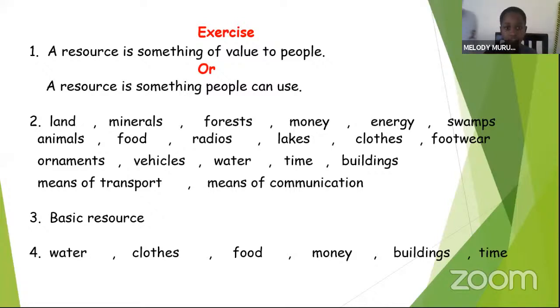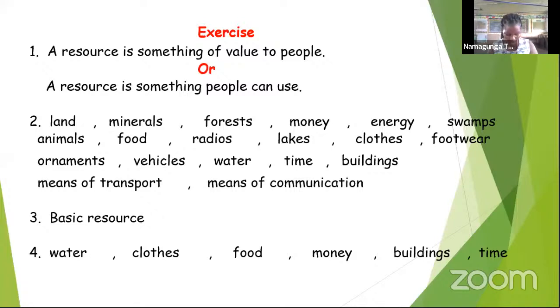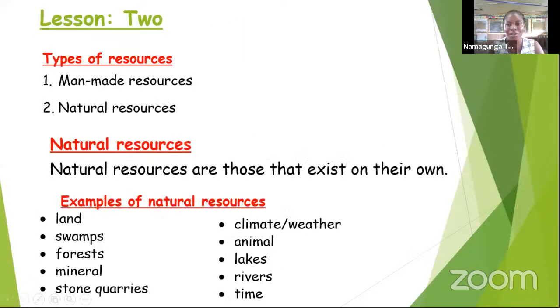So she has given us 2, so you can add food, money, buildings, and time. We are going to another lesson. That lesson is done, so we go to lesson 2. Are we all there? Yes. In lesson 2, we have the 2 types of resources. Type number 1, we have the man-made resources, and number 2 are the natural resources. In this lesson, we are going to look at natural resources in particular.